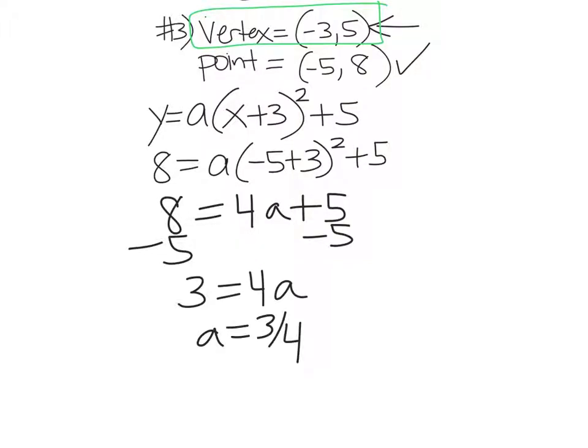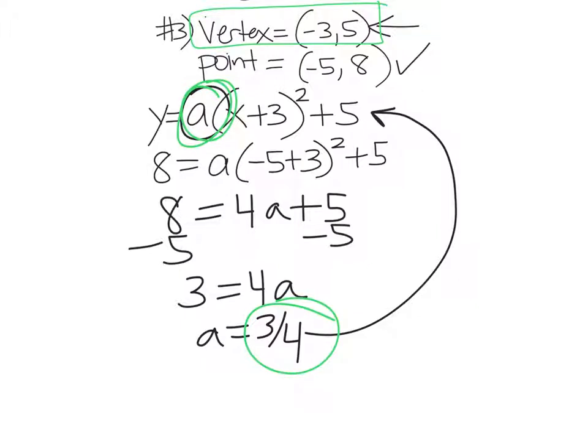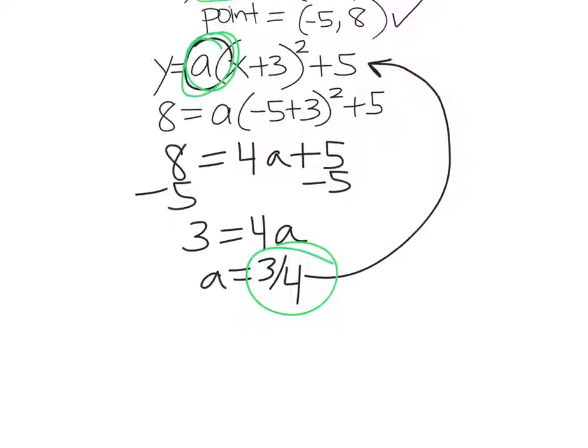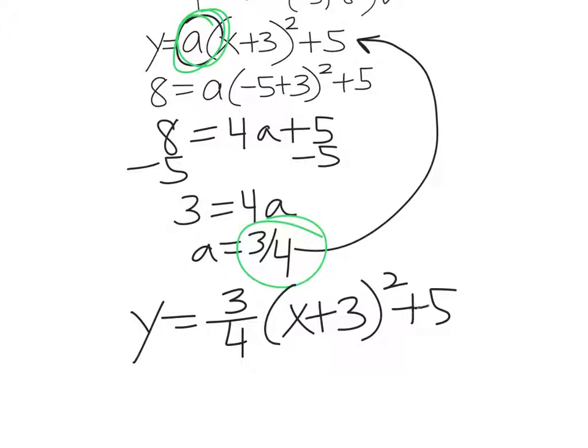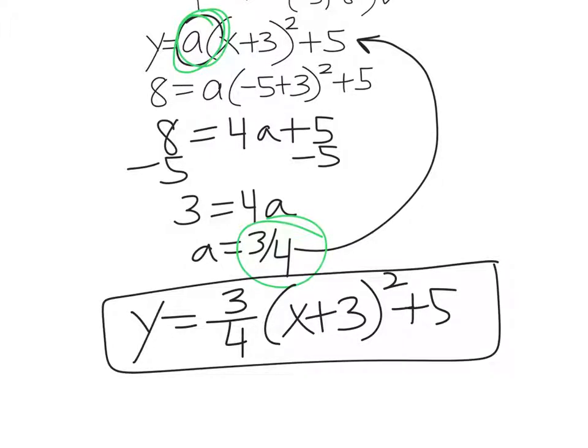Okay, go back up to this step. See that a right there? We need to put 3/4 in that spot. So let's do it. Y equals 3/4 times (x plus 3) squared plus 5. Okay? So it's a lot, but it's doable. You do the vertex first, then plug in the point, and then plug in a at the final end.